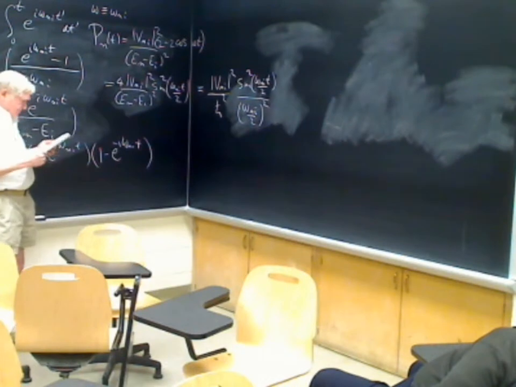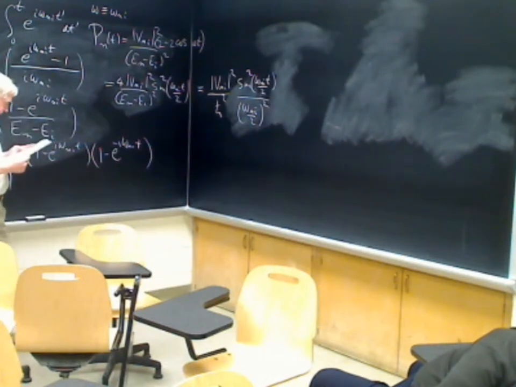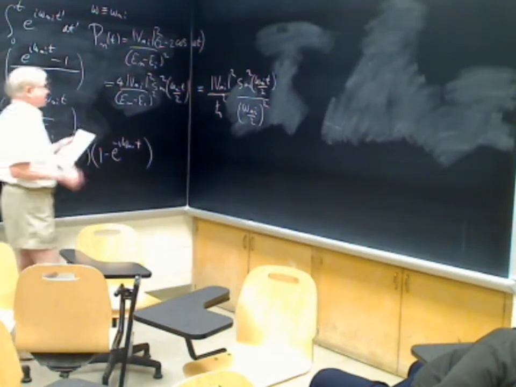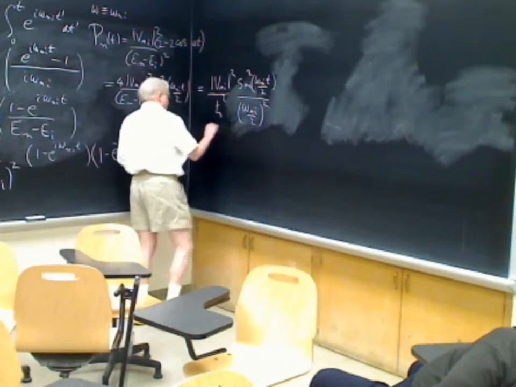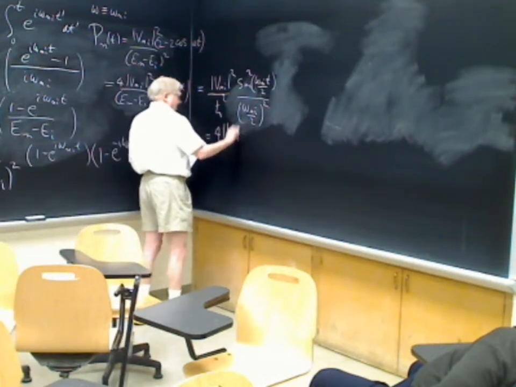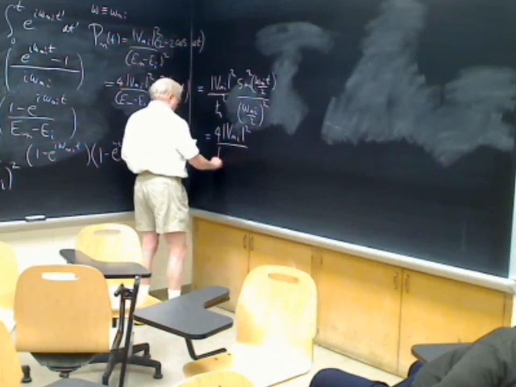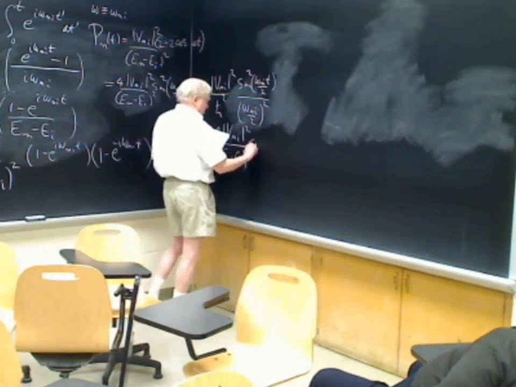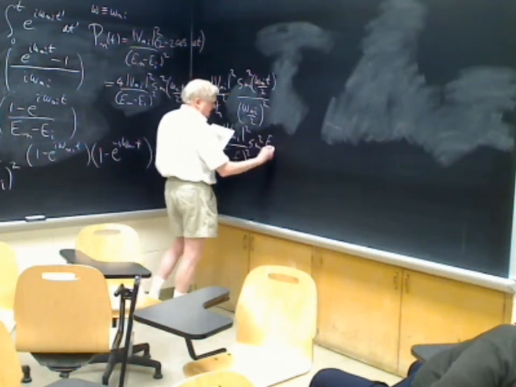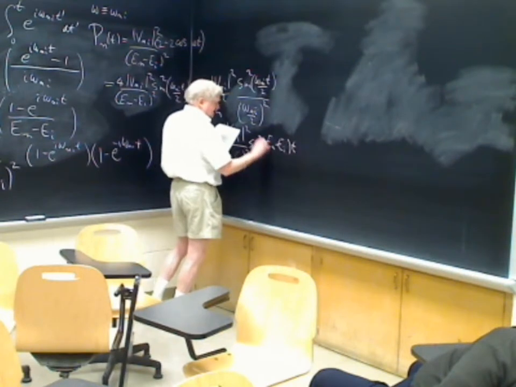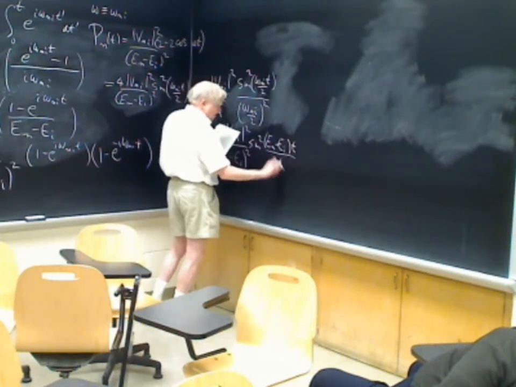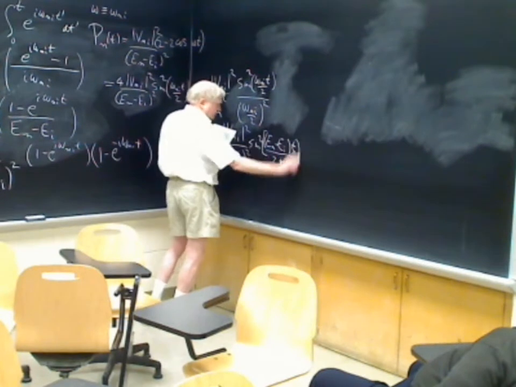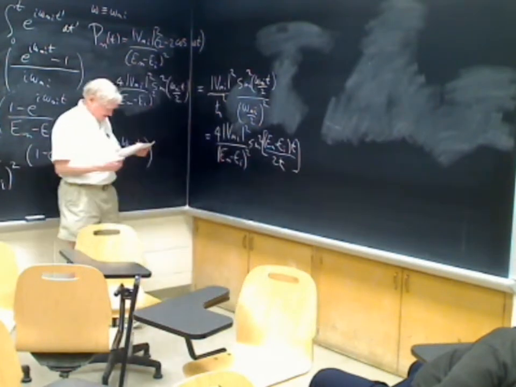Right. Now, there are all sorts of ways of writing this. Yet another way of writing this is 4 V_ni squared over the energy difference squared, times sine squared of (E_n minus E_i) t over 2 h-bar. I don't know why I'm writing this so many times. So those are all these different ways of writing it.